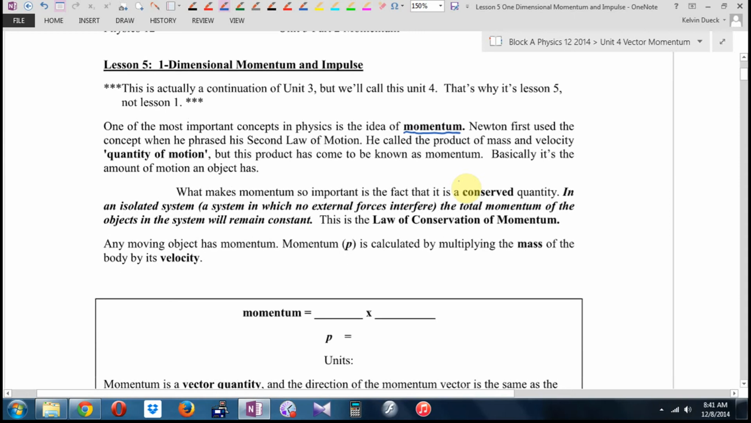What makes momentum so important is that, like energy, it's a conserved quantity, which is why these are part of the same unit. In an isolated system where there's no external forces or sources of energy, the total momentum of the objects will remain constant. The total momentum before an event will equal the total momentum after the event. This is called the law of conservation of momentum. And in some ways, it's better or more accurate than the law of conservation of energy, because often in our energy section we've had to ignore friction and heat and sound and other dissipative energies. Momentum, we can be more accurate, but it's trickier because it's a vector, and we're going to be doing trig like you wouldn't believe.